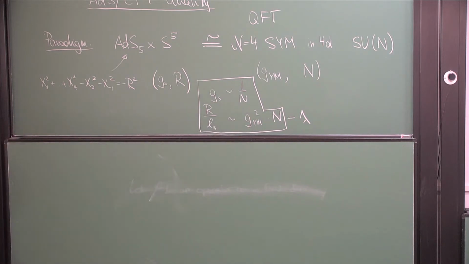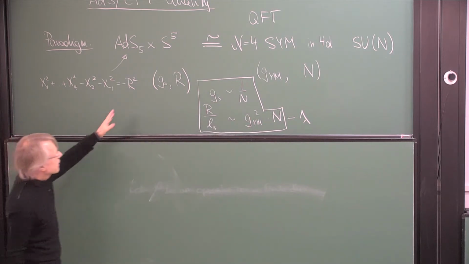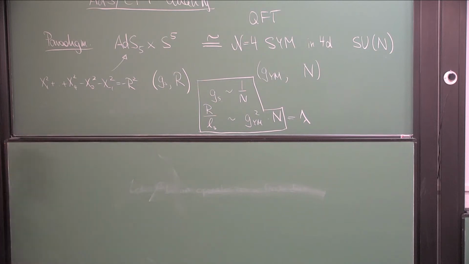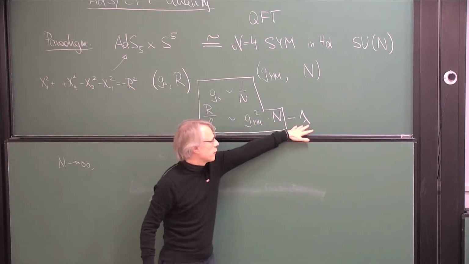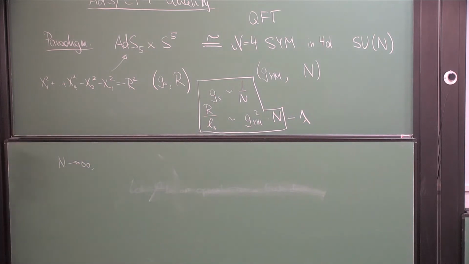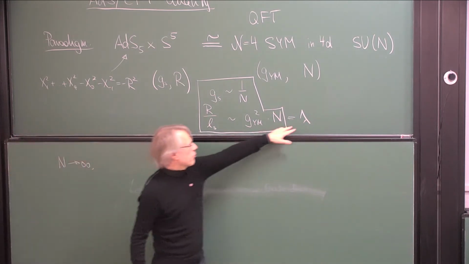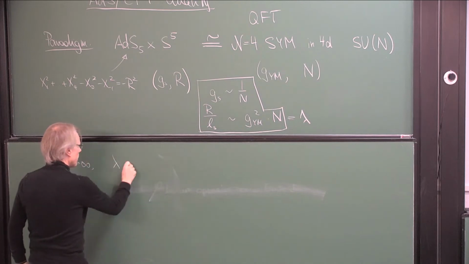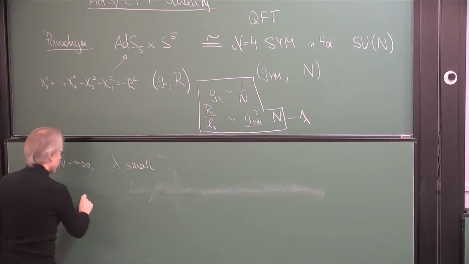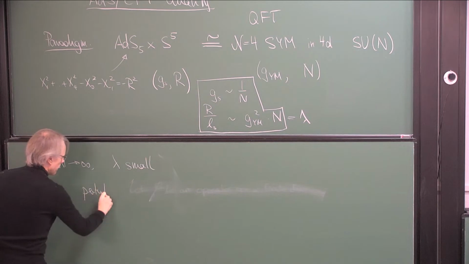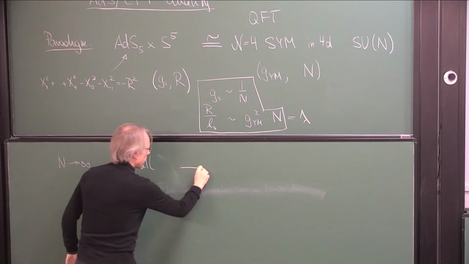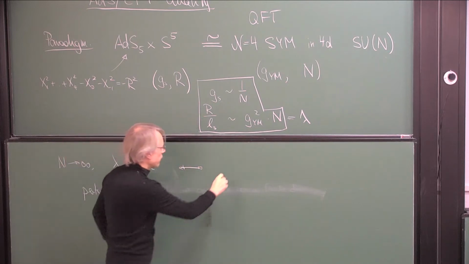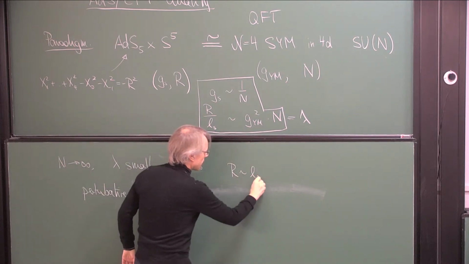And what this tells you is that, people often say the AdS/CFT duality is a strong-weak duality. So what do they mean by that? If you take N to infinity, which is the natural thing to do in order for this to be the 't Hooft coupling constant, then if lambda is small, which is what perturbative gauge theory is like, what this corresponds to is that the radius is of the same order as the string length.